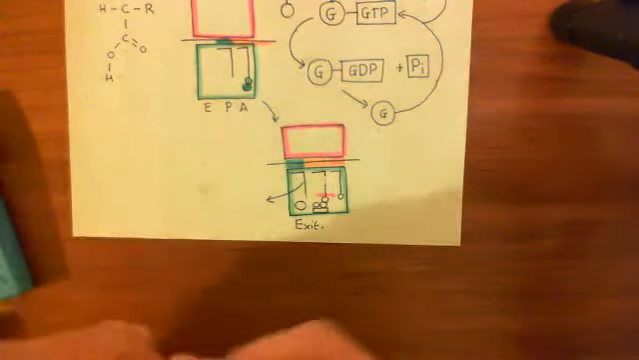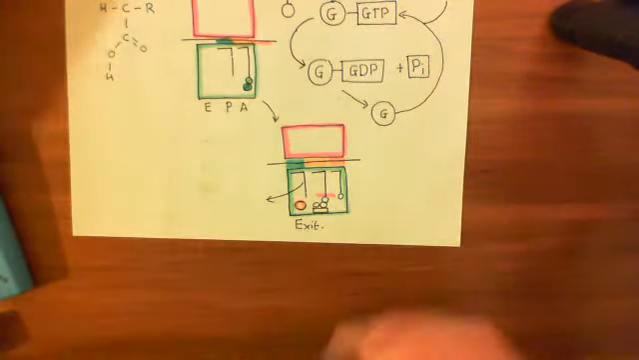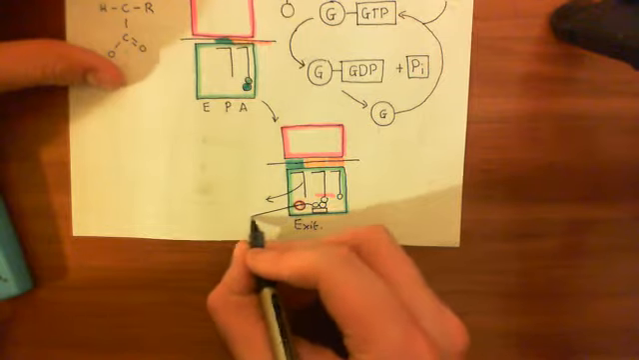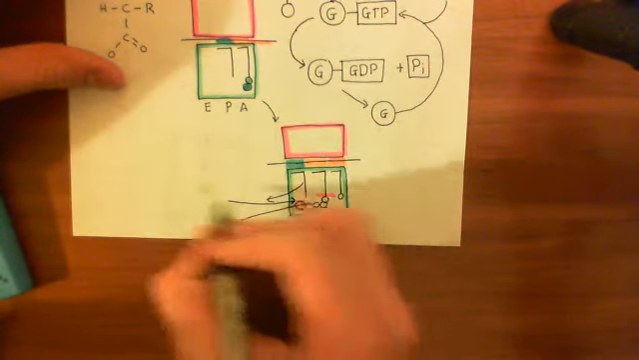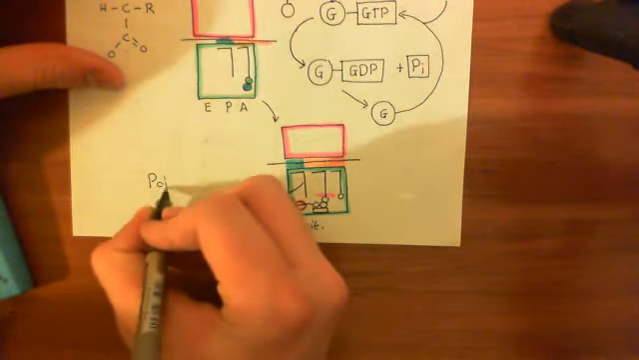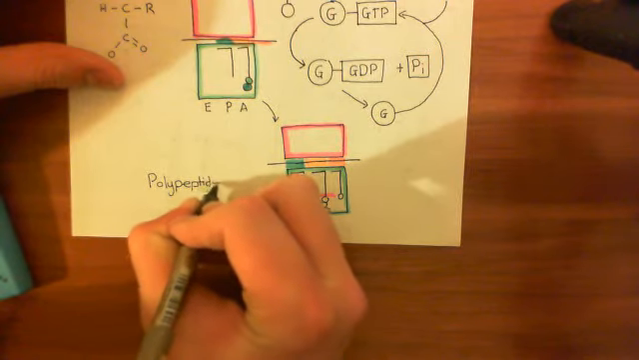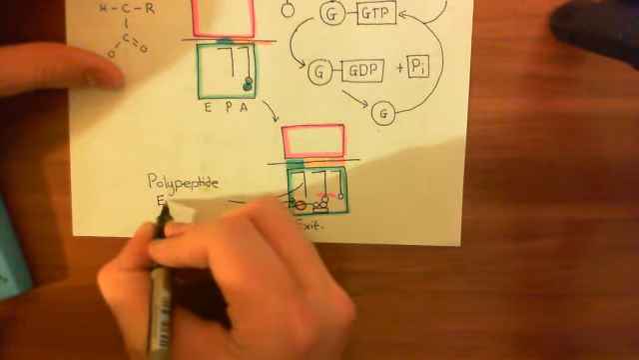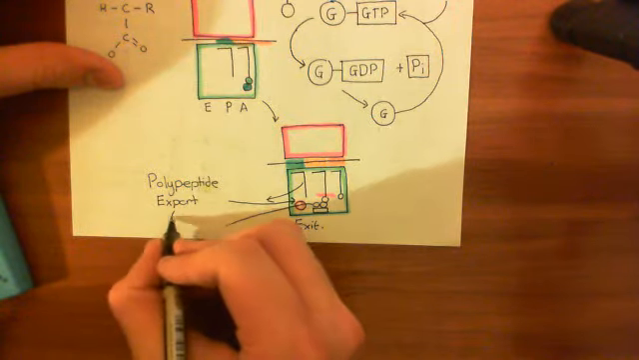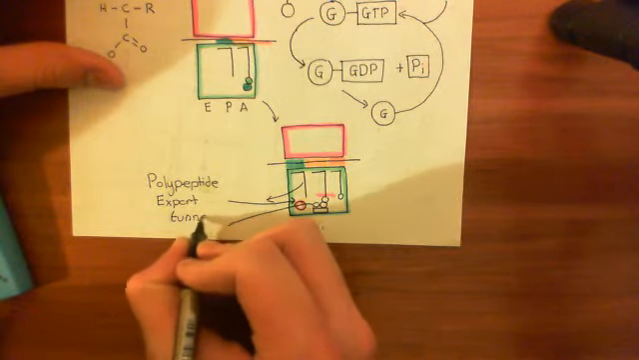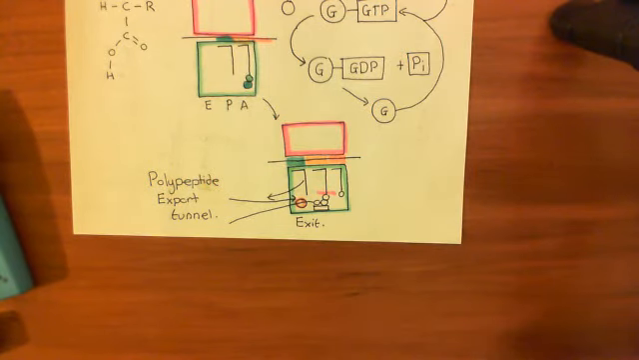Here is this hole. I'll highlight it in red. As the polypeptide grows, it's going to be fed out of this hole into the cytoplasm. So this hole here is known as the polypeptide export tunnel. And in order for translation to work, this tunnel has to be viable. You have to be able to feed the growing polypeptide out of the polypeptide export tunnel.